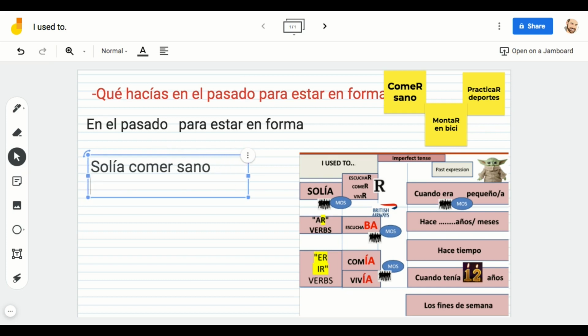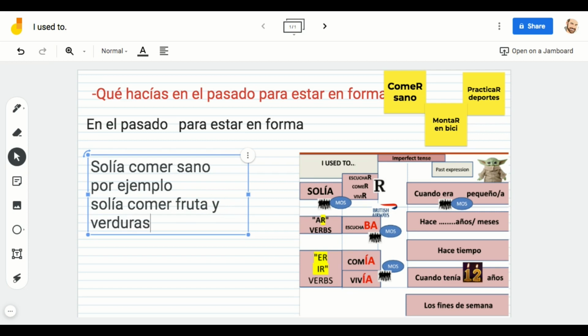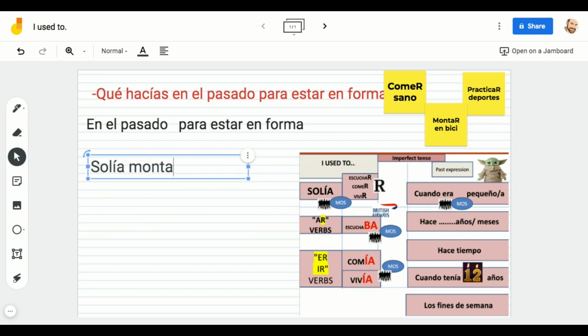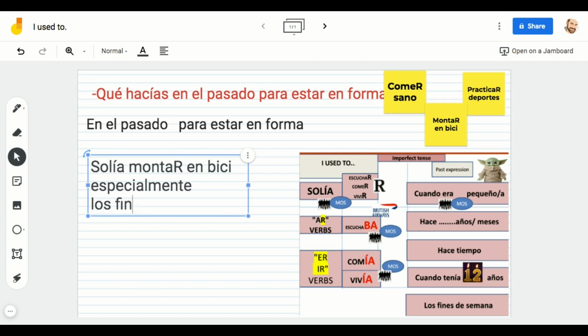And you can say, for example, por ejemplo, and then you can put what you used to eat healthy. Por ejemplo, solía comer fruta y verduras. Okay? So that's really a good example of how to use solía and then any verb. And remember, the verb, as you can see, ends in R. Instead of comer sano, you can write solía montar en bici. You can say maybe especially on weekends, especialmente los fines de semana.